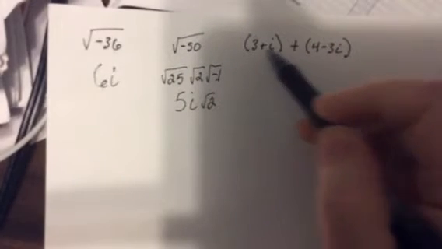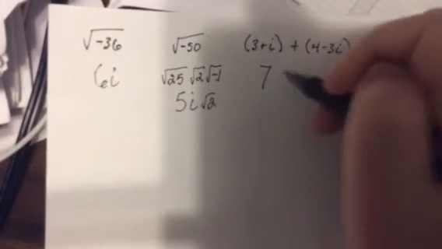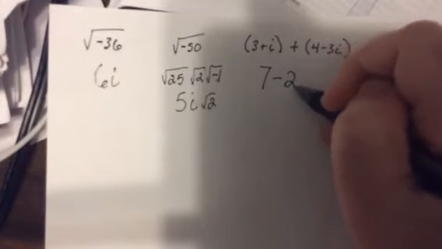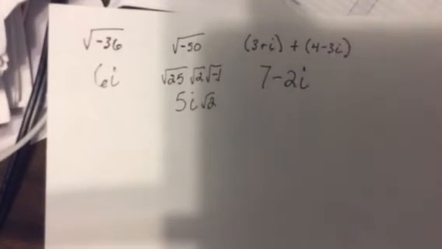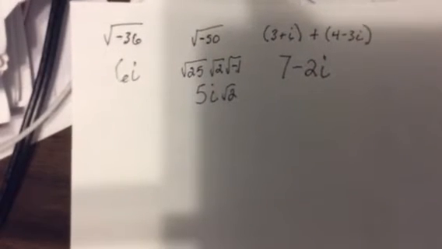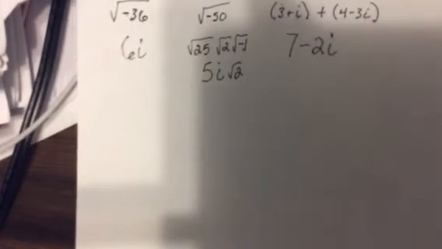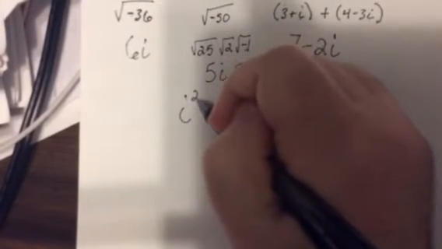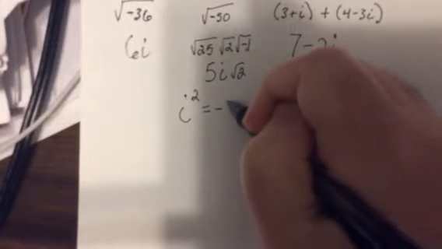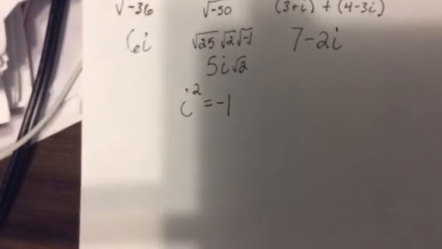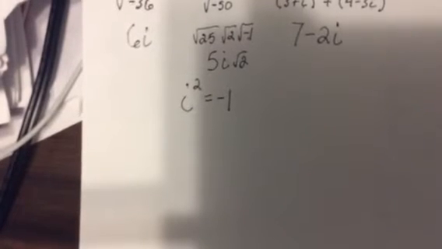So this would be 3 plus 4 is 7. I minus 3I is minus 2I. Now, today I want to work on some more operations with your I. So remember, we said on the last video that I squared equals -1. So whenever you see I squared, you change it to -1 because it's the same thing.